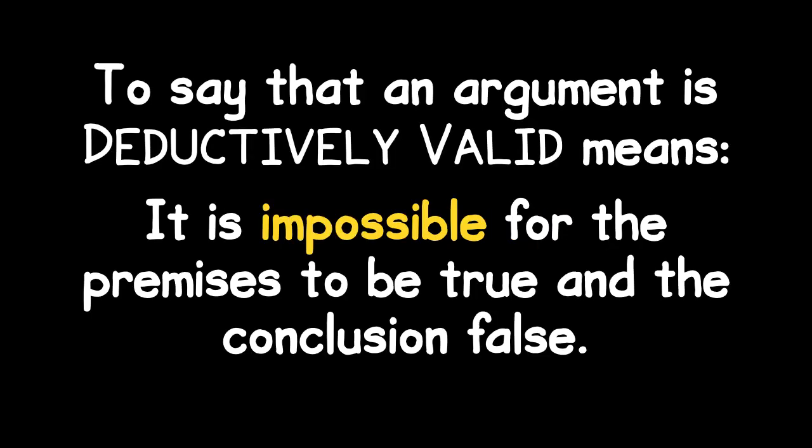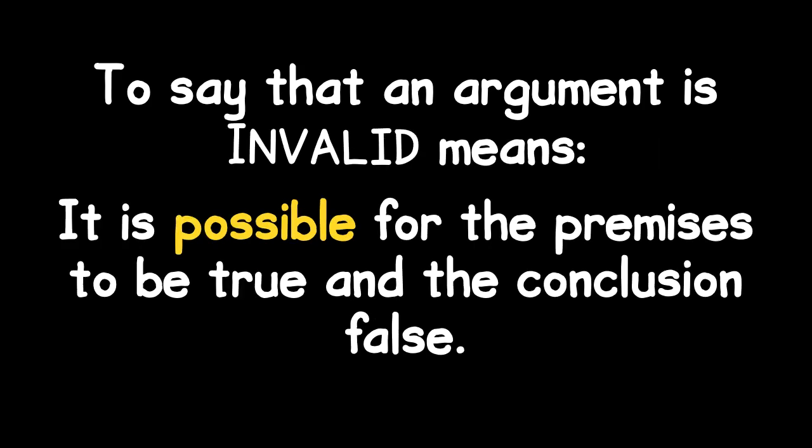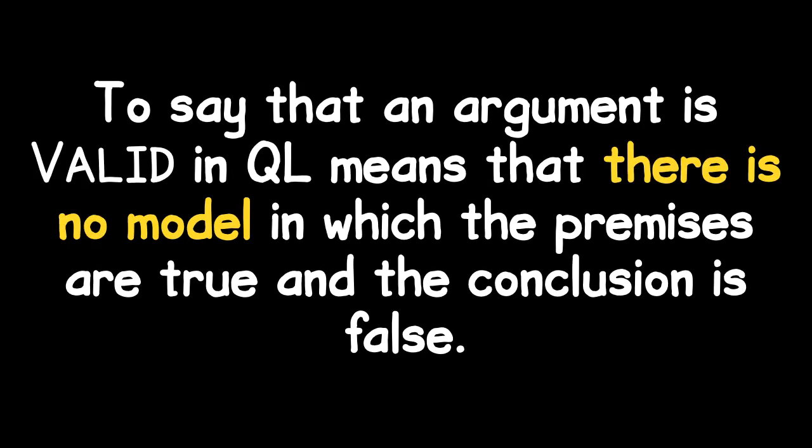To say that an argument is deductively valid means that it is impossible for the premises to be true and the conclusion false. To say that the argument is invalid, on the other hand, means that it's possible for the premises to be true and the conclusion false. To say that an argument is valid in QL means that there's no model in which the premises are true and the conclusion false.